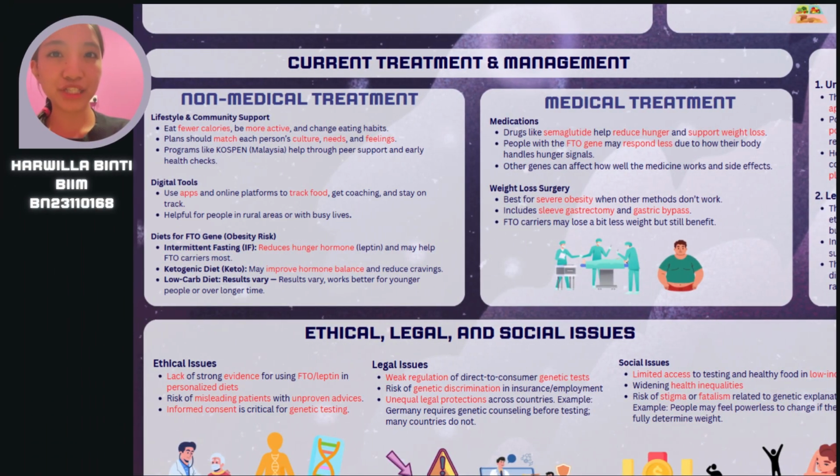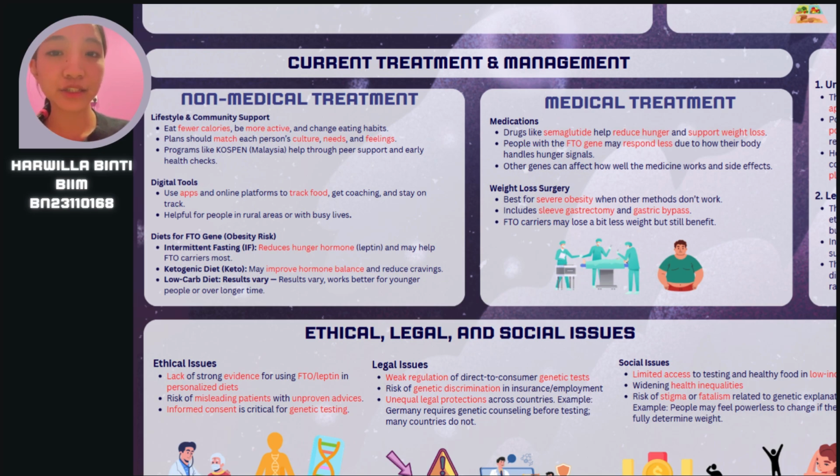Lifestyle choices can influence gene expression via epigenetics. Current treatment and management for obesity. There are two categories, which are non-medical treatment and medical treatment. For non-medical treatment, the first one is lifestyle and community support. Eat fewer calories, be more active, and change eating habits. Plans should match each person's culture, needs, and feelings. Programs like COSPAN help through peer support and early health checks.